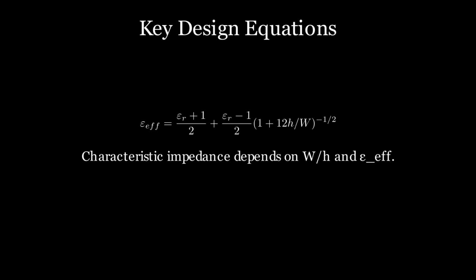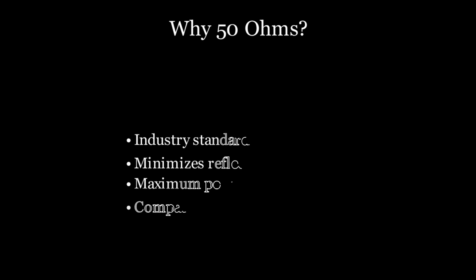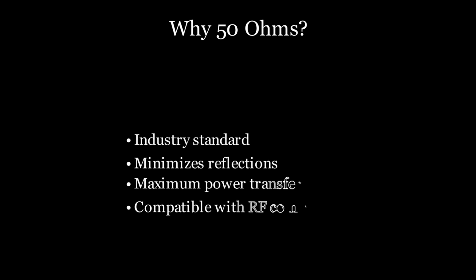In most RF systems, 50 ohms is the standard impedance. It minimizes reflections, allows maximum power transfer, and is compatible with common connectors like SMA. For this reason, when we design microstrip lines for simulators or RF circuits, we usually aim for 50 ohms.